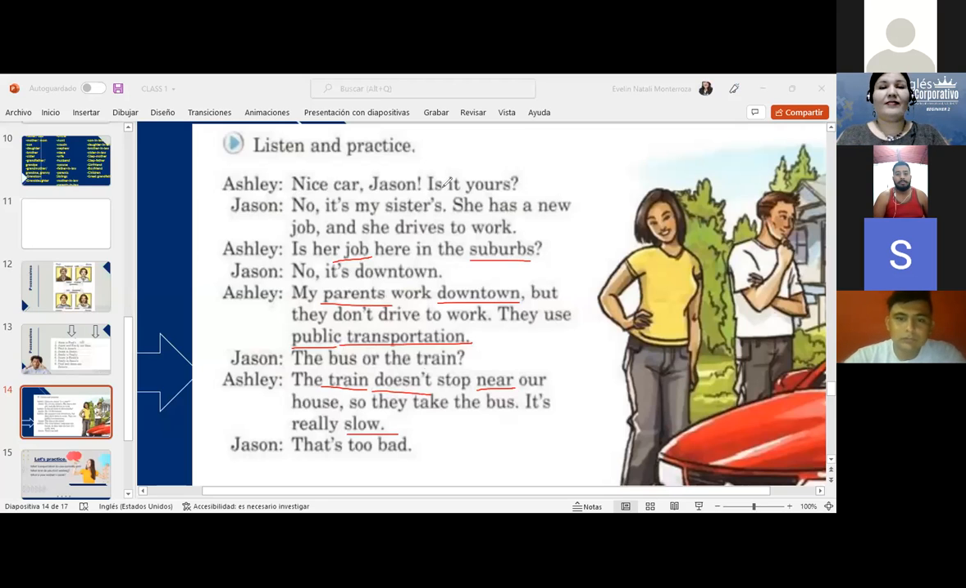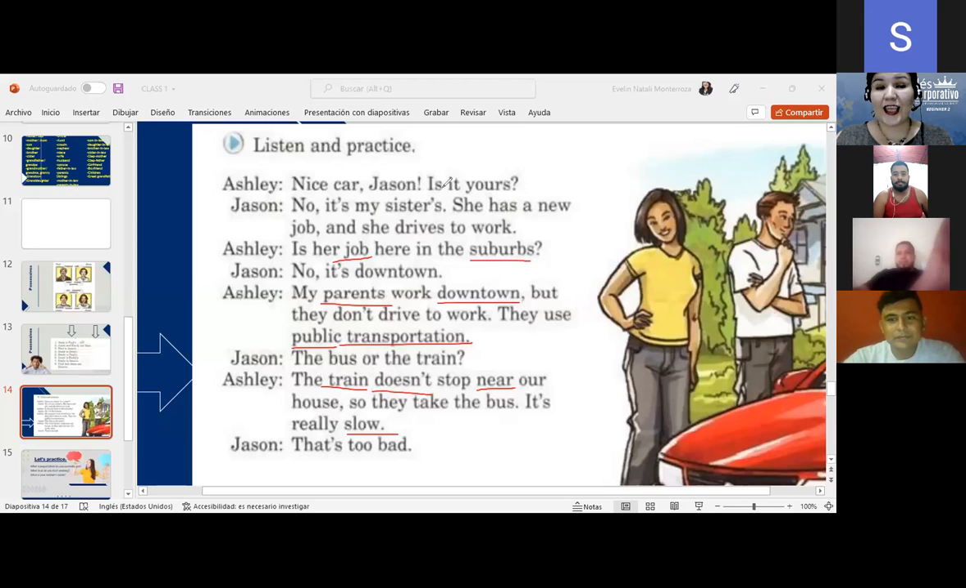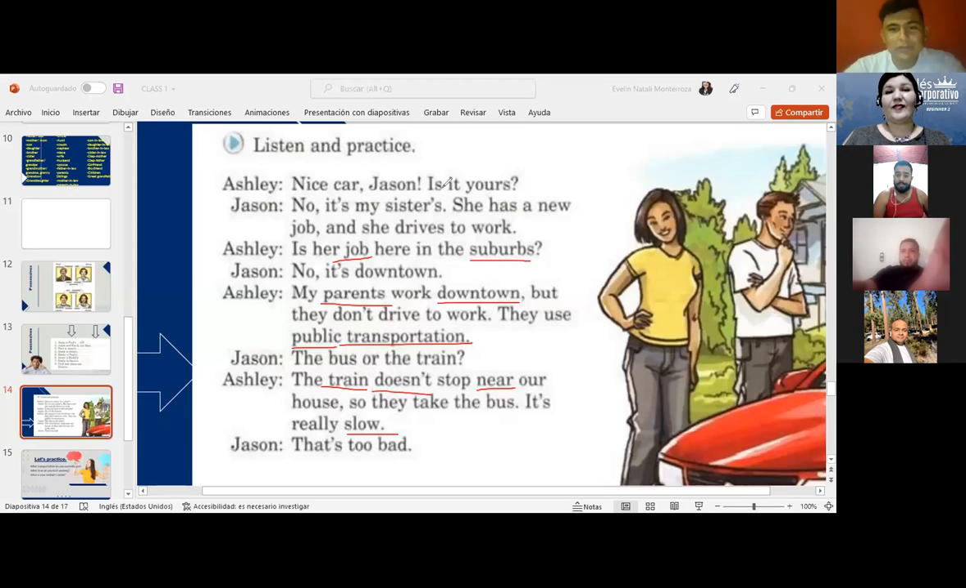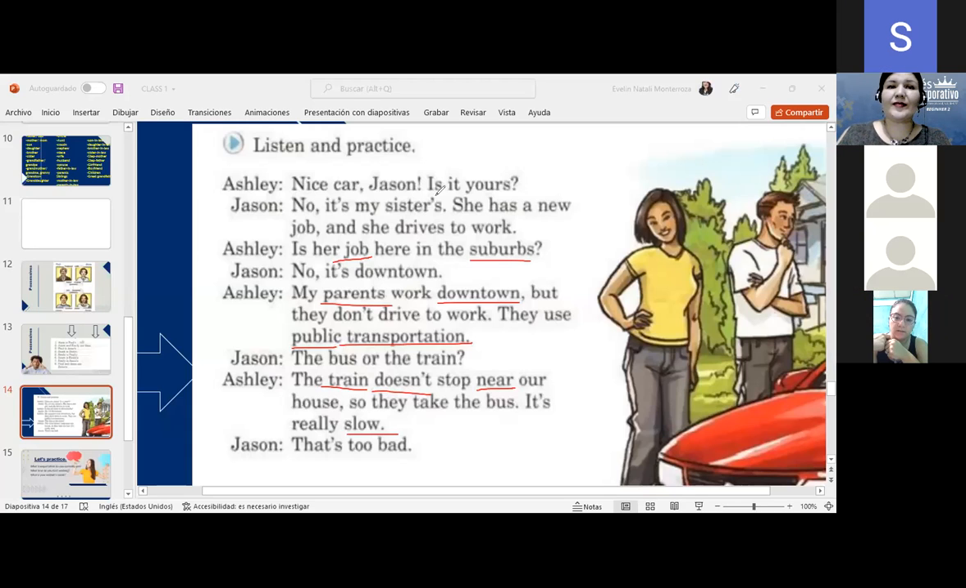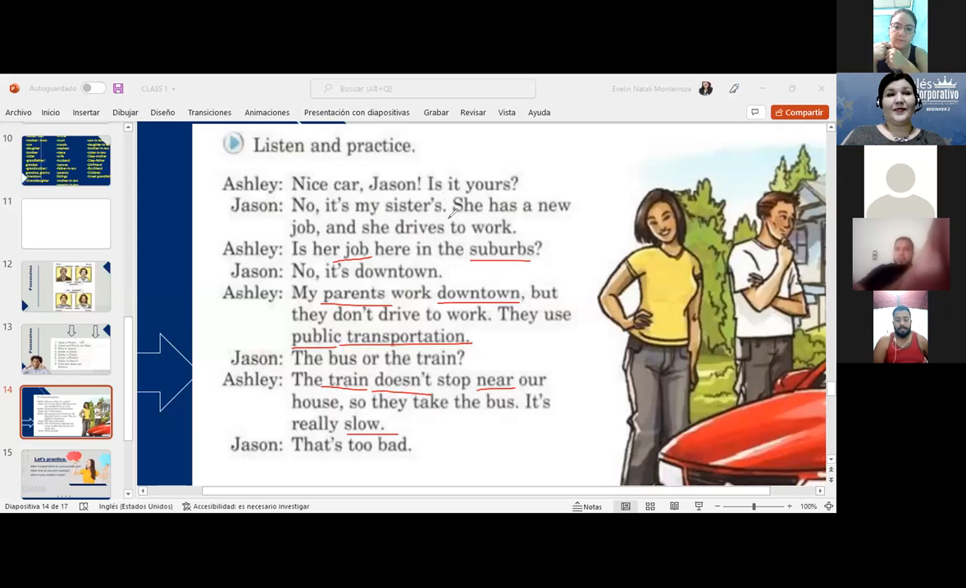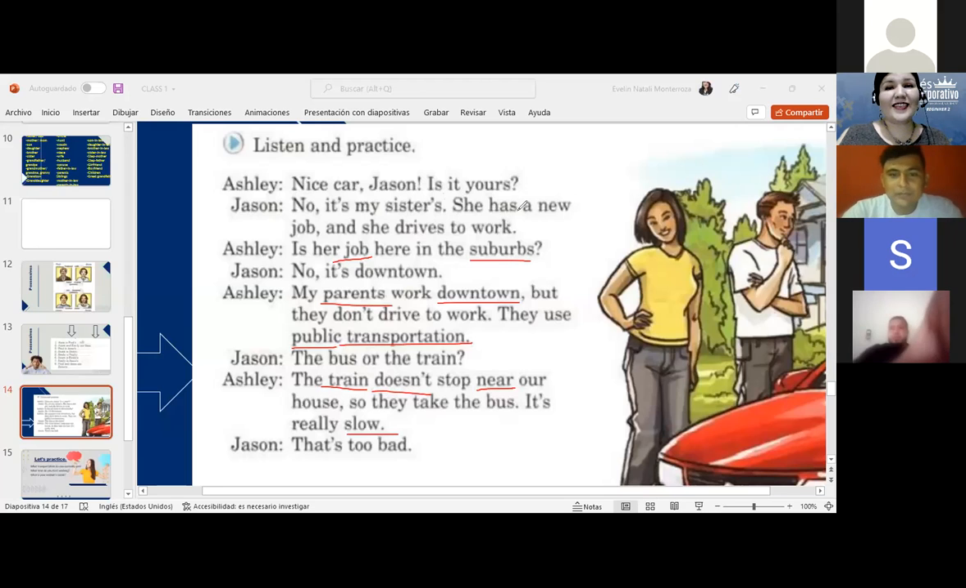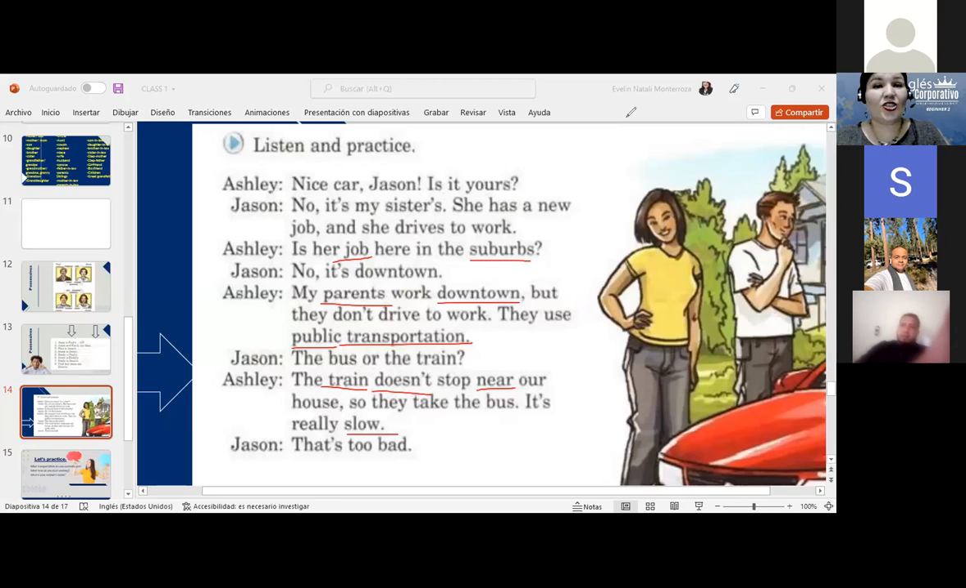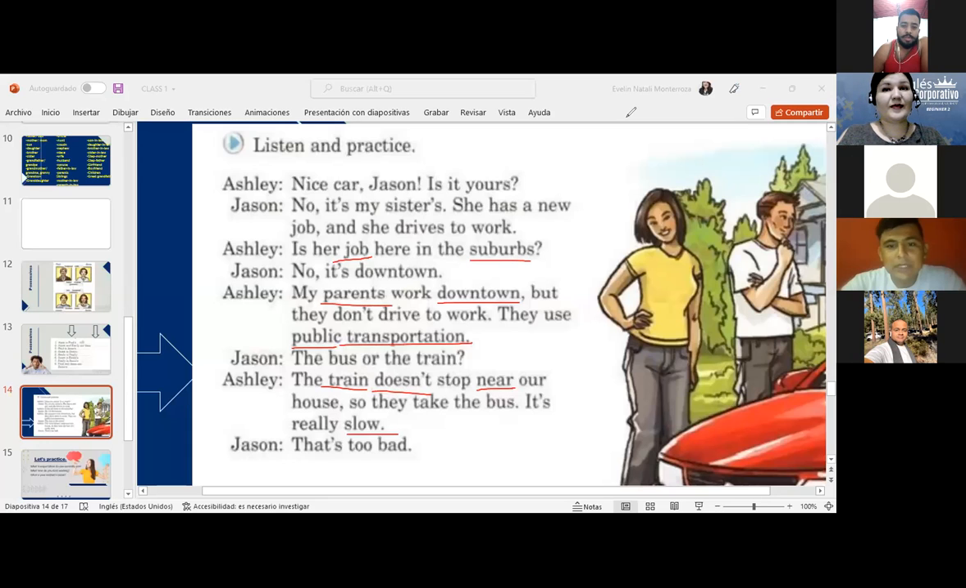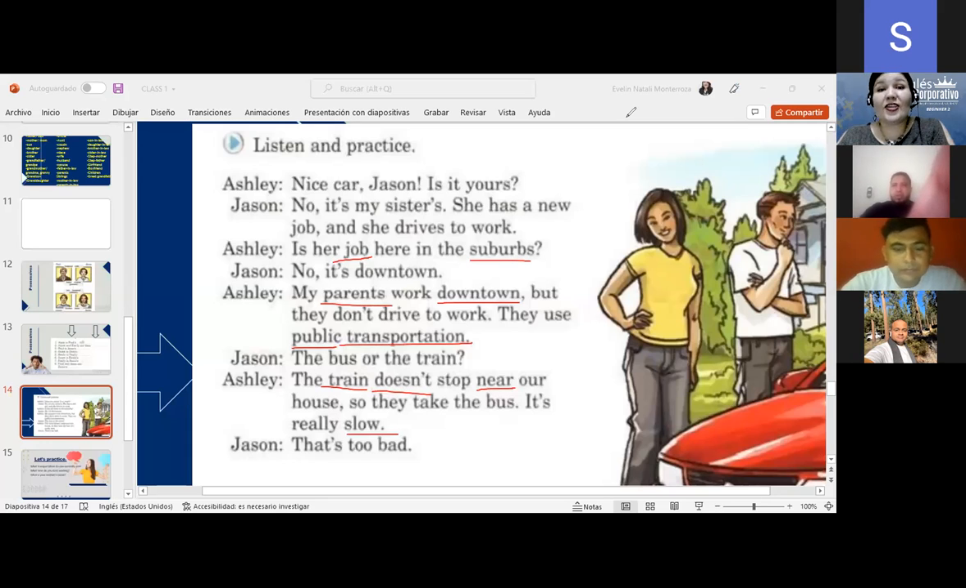Nice car, Jason. Everybody with me. Nice car, Jason. Is it yours? No. It's my sister's. She has a new job. And she drives to work. Is her job here in the suburbs? No, it's downtown.